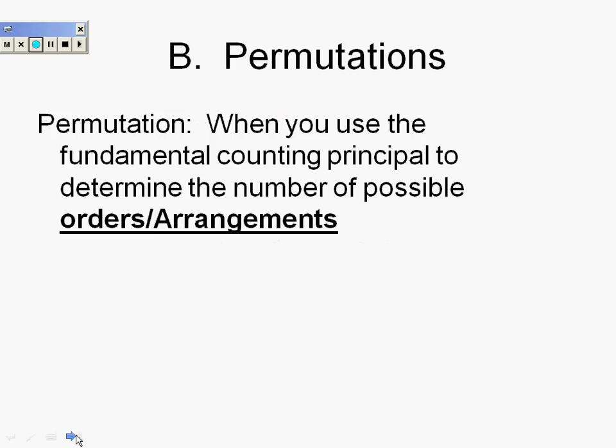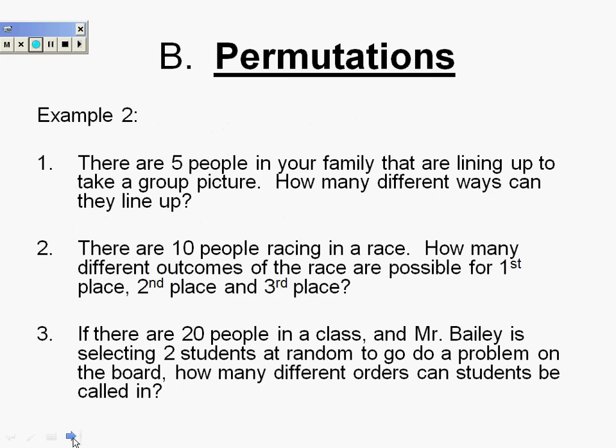So let's go ahead and talk about this. When you use the fundamental counting principle to determine the number of possible orders or arrangements, it's called a permutation. So when you lose an option every time like that, because you're putting things in order, that's called a permutation. Go ahead and write down number 1, please.